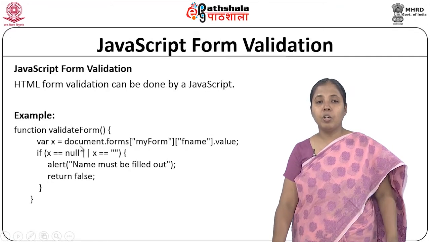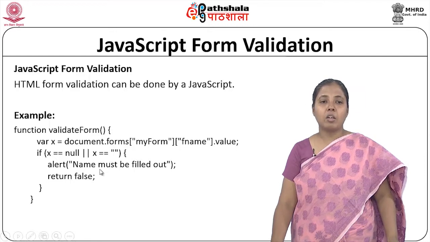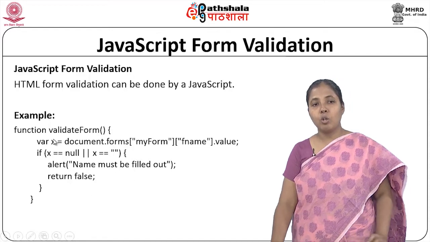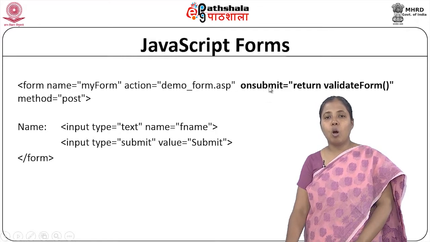So, we write a statement like document.forms.myform.fname.value, that is, the form myform, and fname, the name of the text field, dot value. We retrieve its value and we check if it is null or if it is blank. If it is null or blank, we give an alert saying that the name must be filled out. So, this function validateForm would be called on submit of this form. So, onsubmit is the event that gets associated with the form element. On submit of the form, we call the JavaScript function called validateForm, which says that you have to enter the value in the name field.